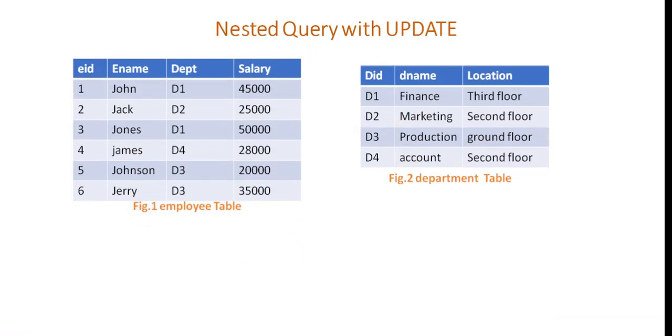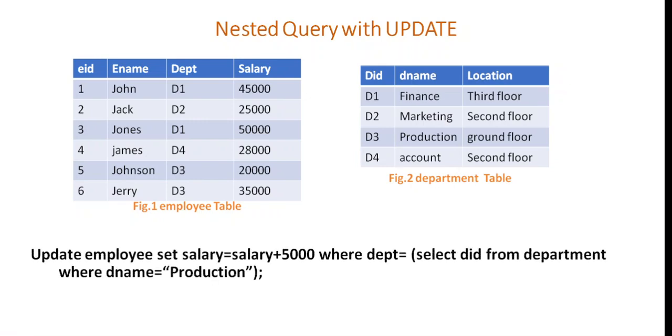Then a nested query can also be used with an update query. Okay, so here we have two tables, employee table and department table. Employee table consists of information about employees and department table consists of information about departments. Now see, I want to increase the salary of employees working in the production department. Okay, I want to increase the salary of employees working in the production department by 5,000.